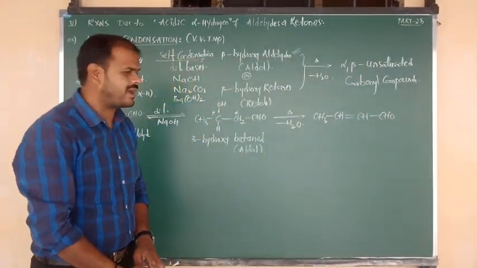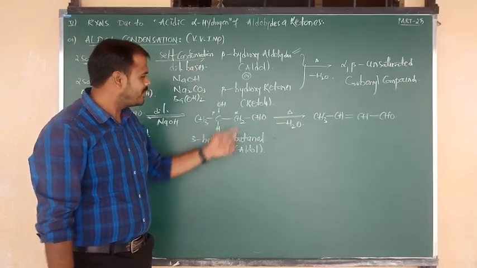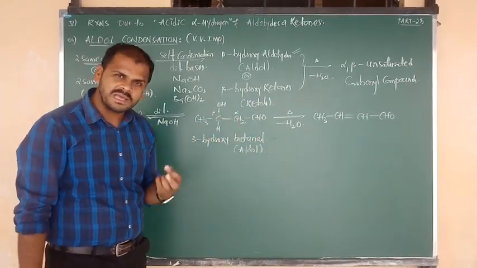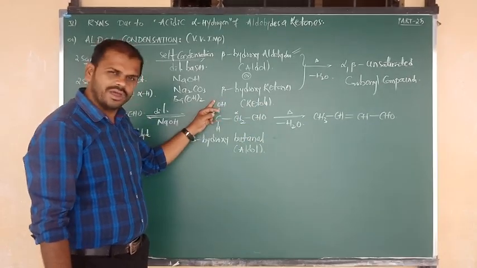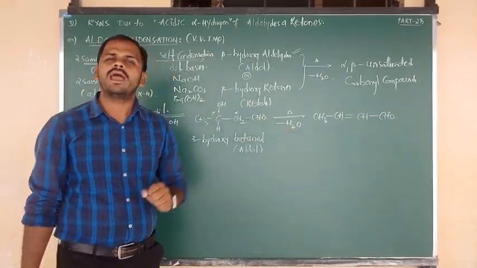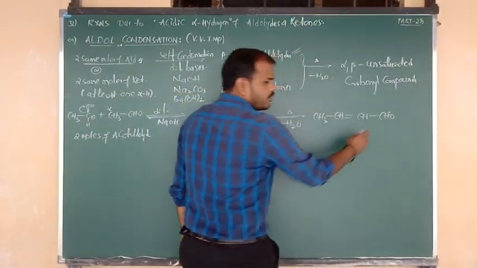I hope you understand. Between alpha and beta, the single bond becomes a double bond because from alpha we are removing H plus, and from beta we are removing OH minus. H plus combines with OH minus and dehydration takes place. Finally, the product is this; this is the functional group.